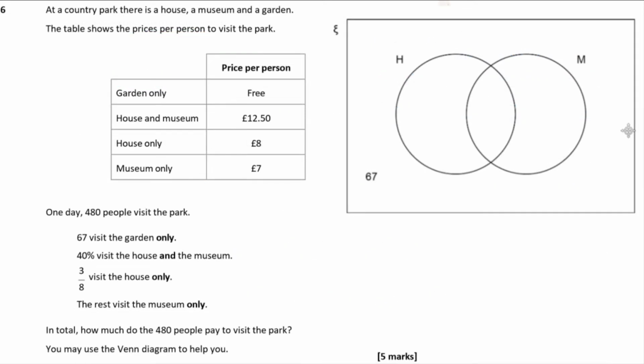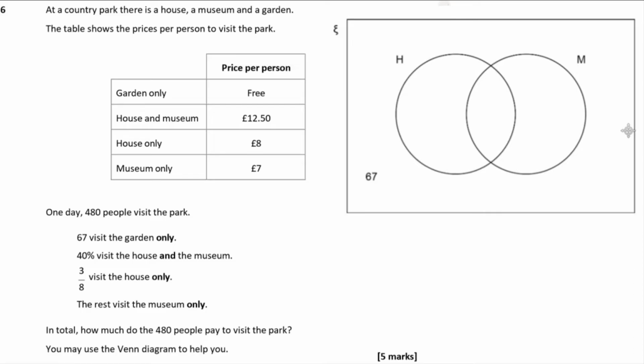Question 6. At a country park, there is a house, a museum and a garden. The table shows the price per person to visit the park. So the garden only is free. The house and the museum is £12.50. The house only is £8 and the museum only is £7. One day, 480 people visit the park. 67 visit the gardens only. 40% visit the house and the museum. 3/8 visit the house only. The rest visit the museum only. In total, how much do the 480 people pay to visit the park? You may use the Venn diagram to help you.